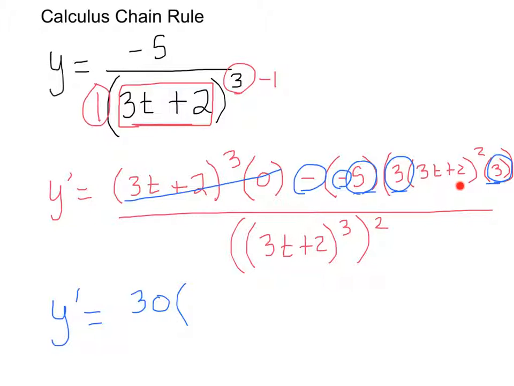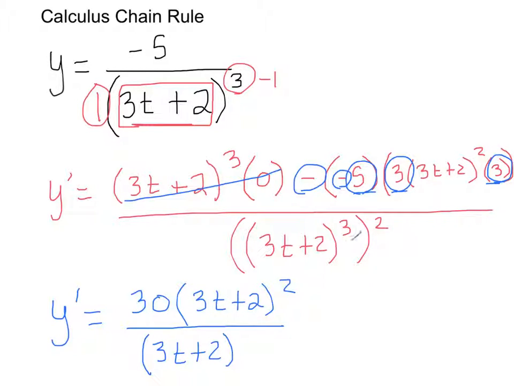And so I've got 45 times 3t plus 2 squared, and that's all over what's on the bottom, 3t plus 2. And a power to another power you multiply, so you've got the 6th power. Now I want you to see that on top I have 3t plus 2 squared, and on bottom, I have 3t plus 2 to the 6th power. So there's two 3t plus 2's on top, and there's six on bottom.